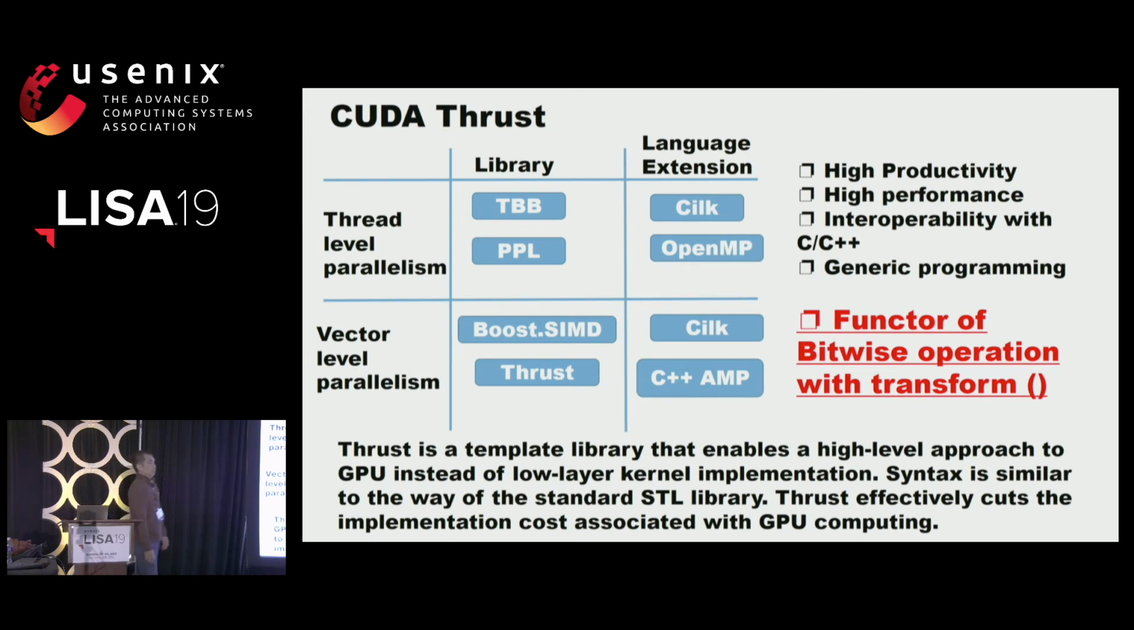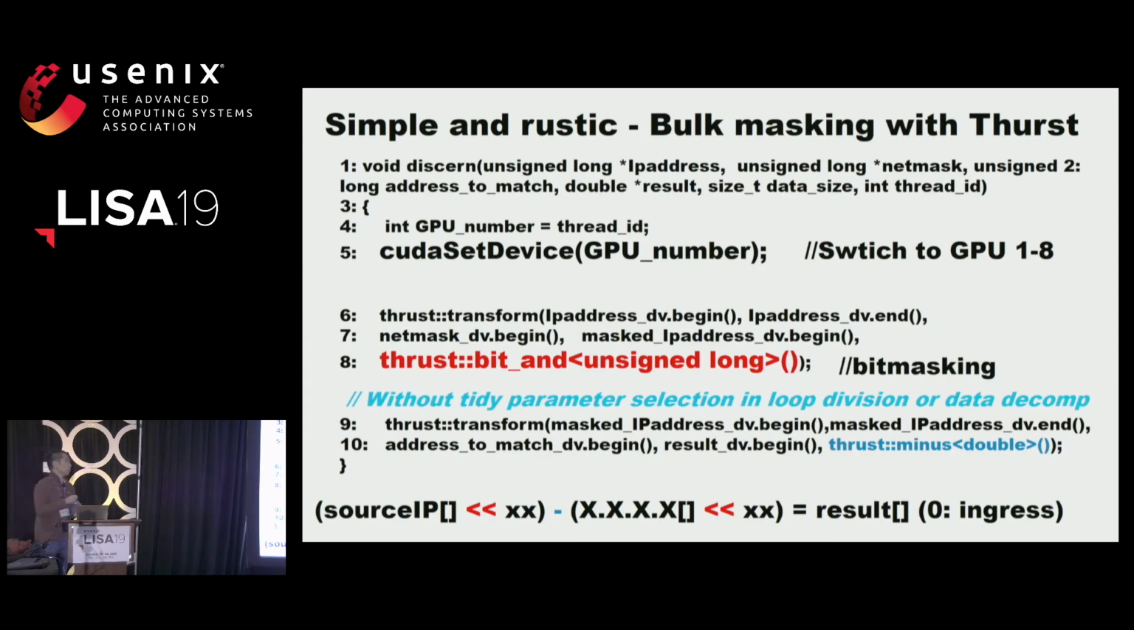But we have adopted CUDA Thrust. Thrust is an STL-like library for a higher level approach to GPU. The important thing here is that a functor or bitwise operation with transformation is possible. Simple and elastic. There is a common phrase that engineers who cope with parallel computing say many times: simple and elastic is important.